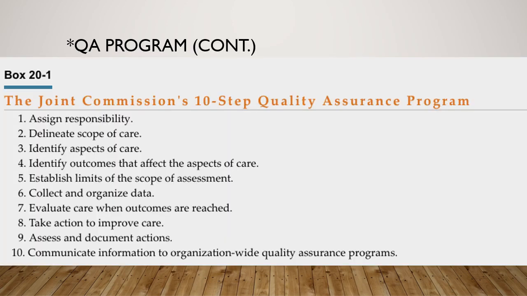The Joint Commission's 10-step quality assurance program begins with assigning responsibility, then delineating the scope of care, then identifying aspects of care. And you can read down through the list, but the one final thing is communicating information to organization-wide quality assurance programs is the final step.